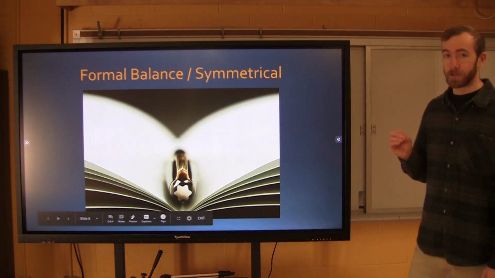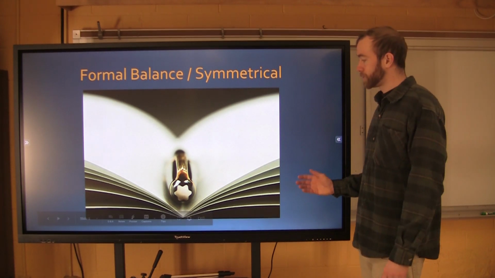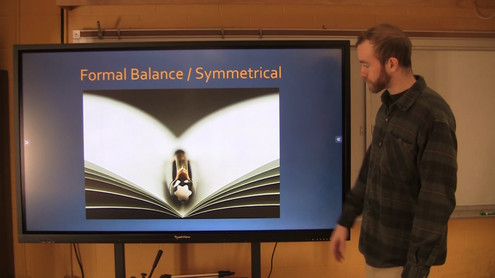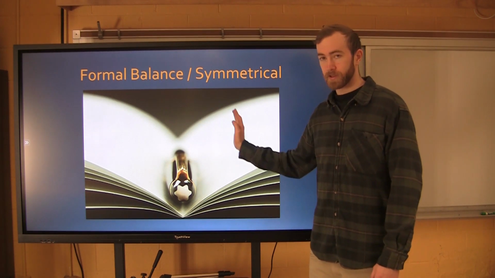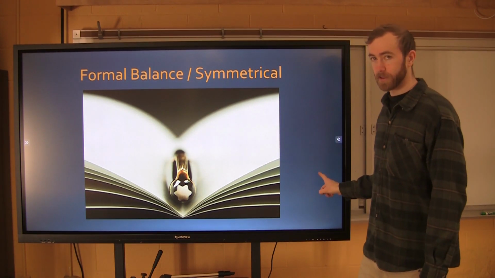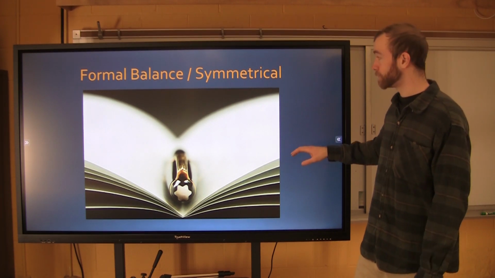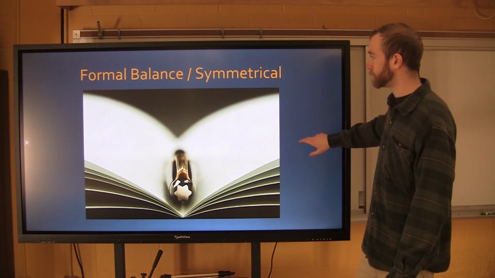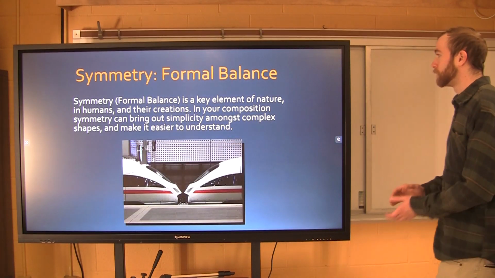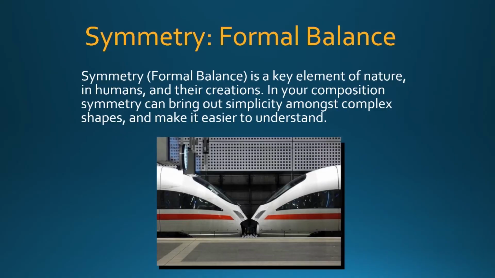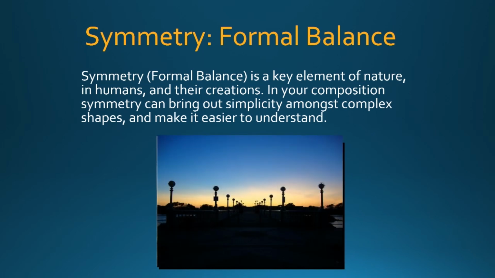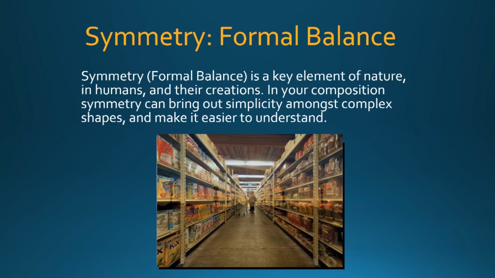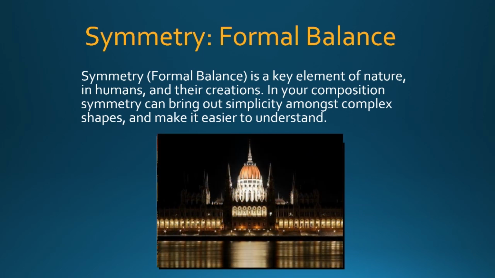Formal balance, symmetry. This here, great photo of symmetry, a pen inside of a pamphlet or a book, and it's the same on the left as it is on the right. And it looks a lot better. This is also a very shallow depth of field. Symmetry, formal balance, is a key element of nature in humans and their creations. In your composition, symmetry can bring out simplicity amongst complex shapes and make it easier to understand.